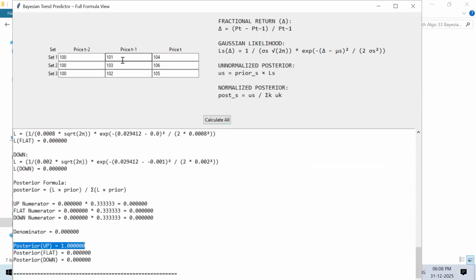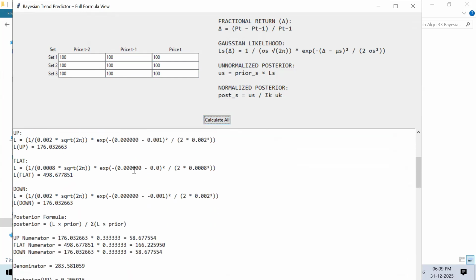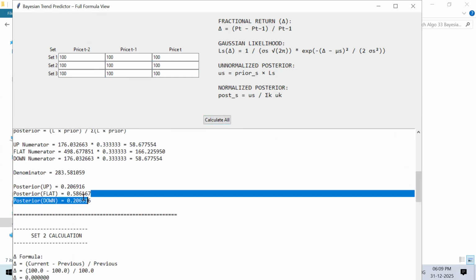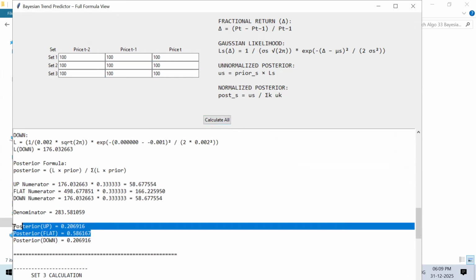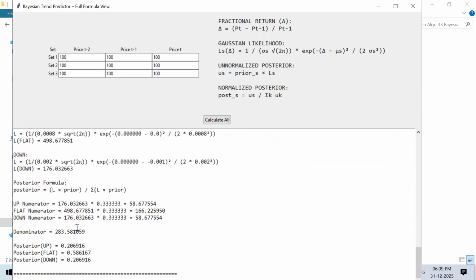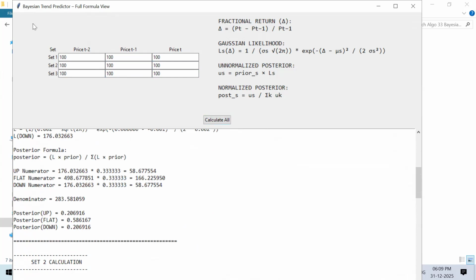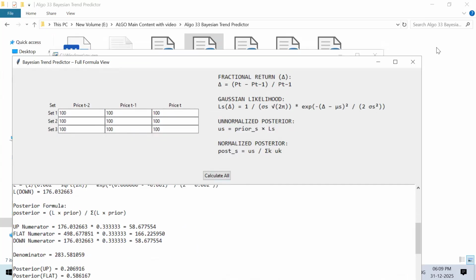Now let me create the flat market. So 100, 100. All values will be 100 now, so the market is completely flat. Now let's recalculate this. You can check this. The highest value is coming to the flat. Here also highest value coming to the flat. Similarly, highest value coming to the flat. So the market is flat. So it predicts very nicely whether the market is moving up, down or a flat movement.